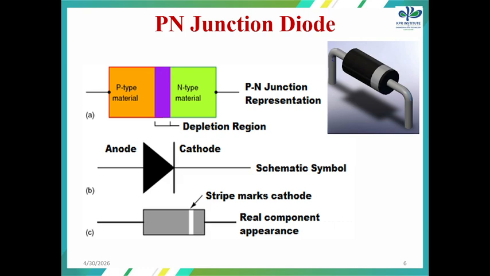Figure B shows the symbol of the PN junction diode. It consists of two terminals. One is the anode and the other is the cathode. And figure C shows the practical representation of the PN junction diode. A stripe mark indicates the terminal called the cathode. Based on the cathode only, we can find out the anode part and cathode part of the PN junction diode.